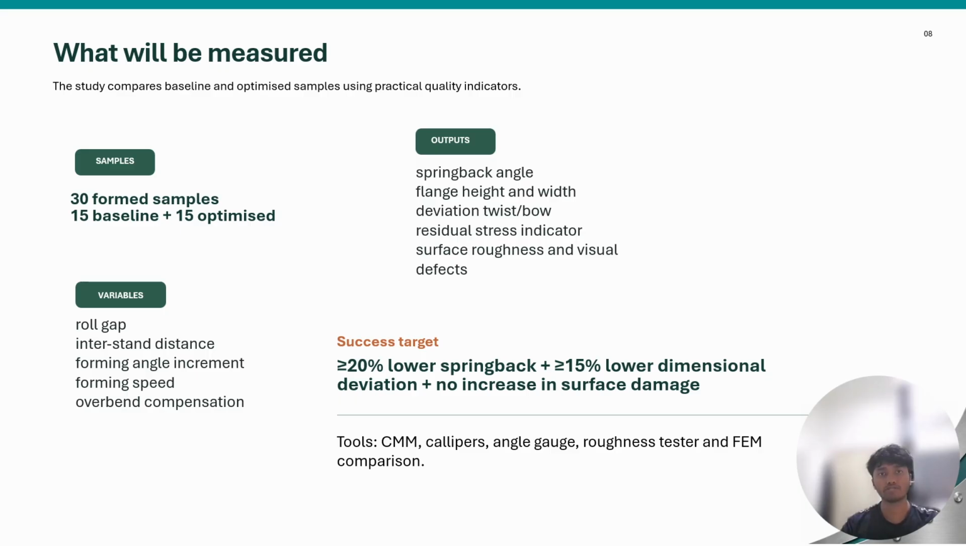The study measures both variables and quality outcomes. The variables include roll gap, interstand space, stand distance, forming angles, and forming speed. The outcomes include springback angles, flange heights, width deviation, twist, bowing, residual stress, and surface roughness. The success target is at least 20% lower springback, at least 15% lower dimensional deviation, and no increase in surface damage.